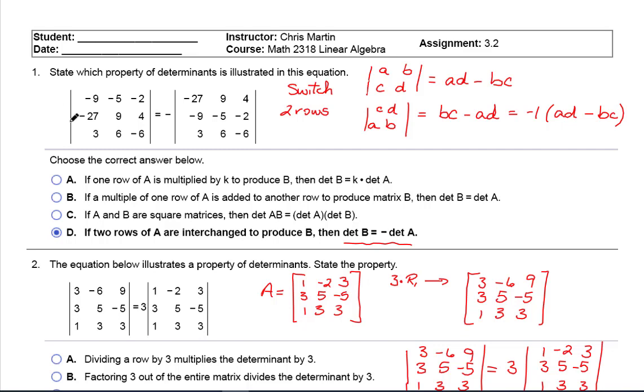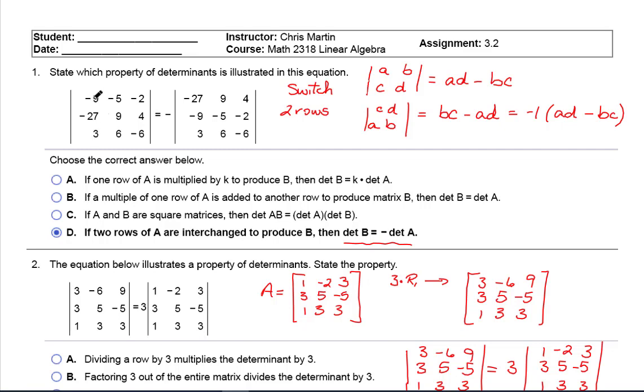Welcome to Math 2318. This is section 3.2. We're looking at more details here in this section on determinants. So let's see what's going on here in question 1. We're given the determinant of this 3 by 3 matrix.